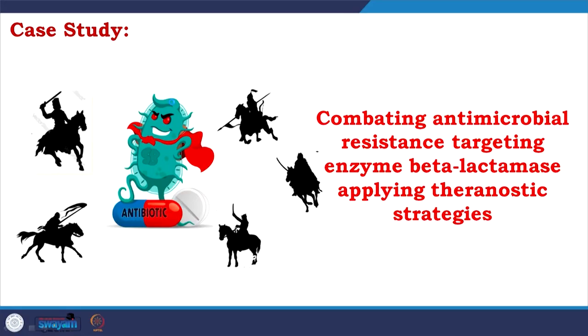After that, I would come to the case study which I talked about, where I discussed beta-lactamase and the basis of that. I talked about a very serious thing, which is antimicrobial resistance. So this case study is about combating antimicrobial resistance, targeting the enzyme beta-lactamase, applying theranostic strategies. What is meant by theranostic? It is very difficult to only apply a therapeutic strategy, though you are doing therapeutics. So a combination of therapeutics as well as diagnostics is needed, and together it is called theranostic.